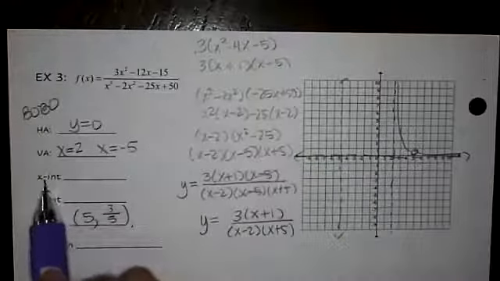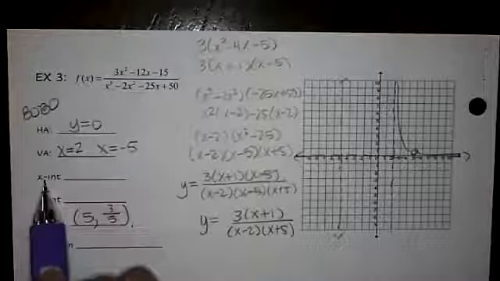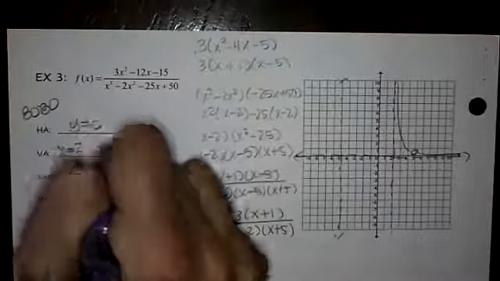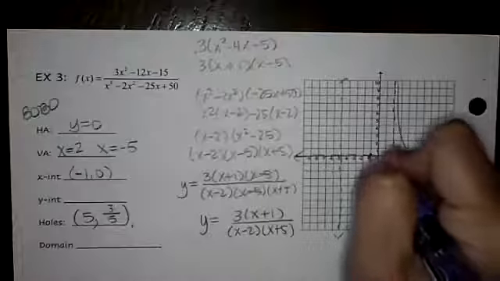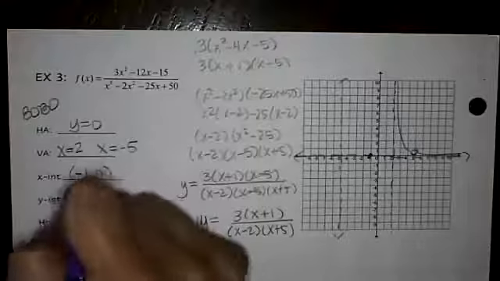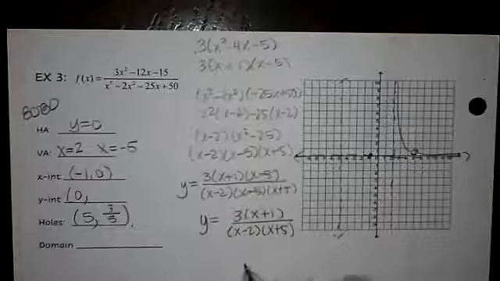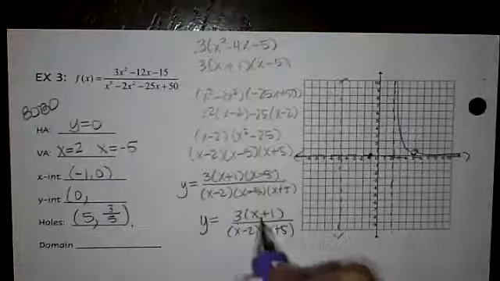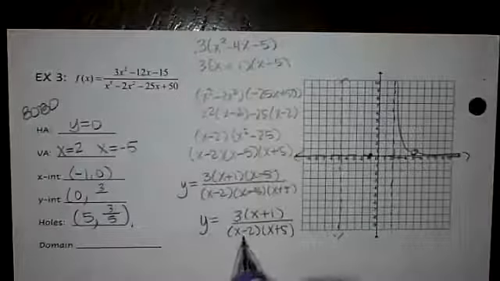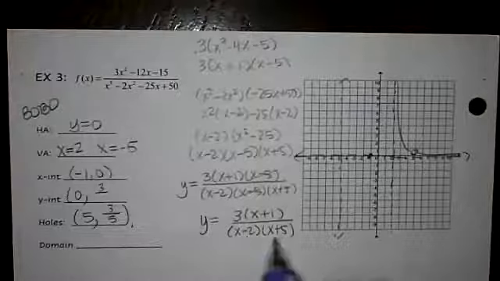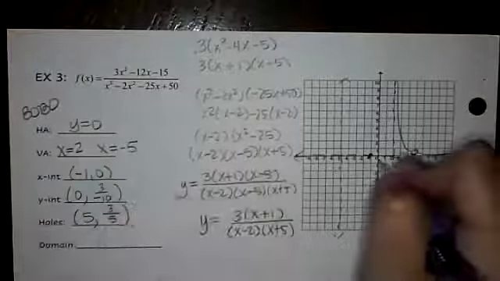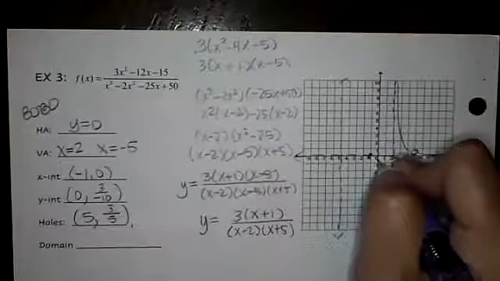For the x-intercept, again, that's what makes our numerator 0. And so that would be -1. So -1, 0. For our y-intercept, that's where we plug in 0 for our x's. And so that would be 3 times 1 in the numerator. And then when I plug in 0 here, I get -2 times 5, which is -10. So 0 and -3/10.